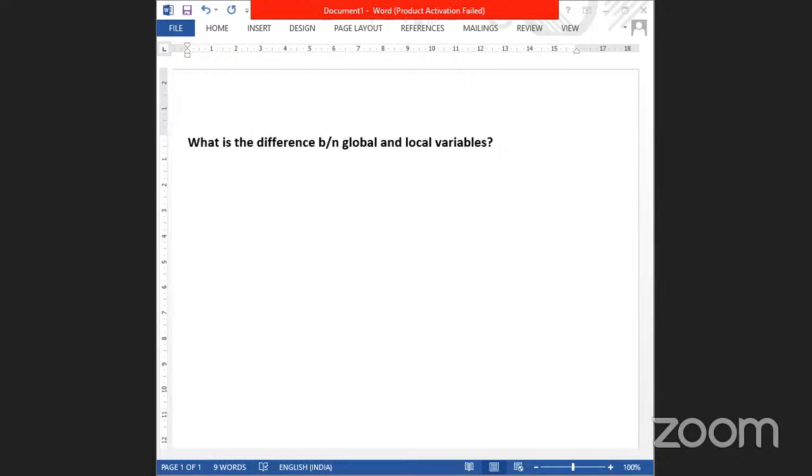Ankit, global is the highest value. What do you mean by highest value? No, that is not about global and local variable.